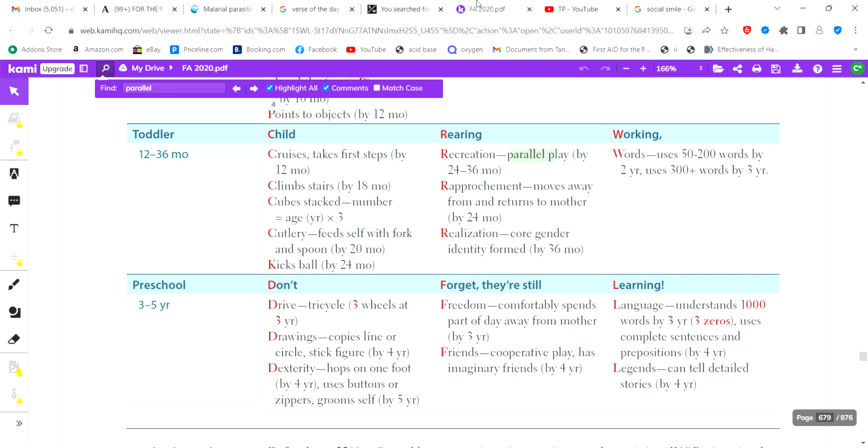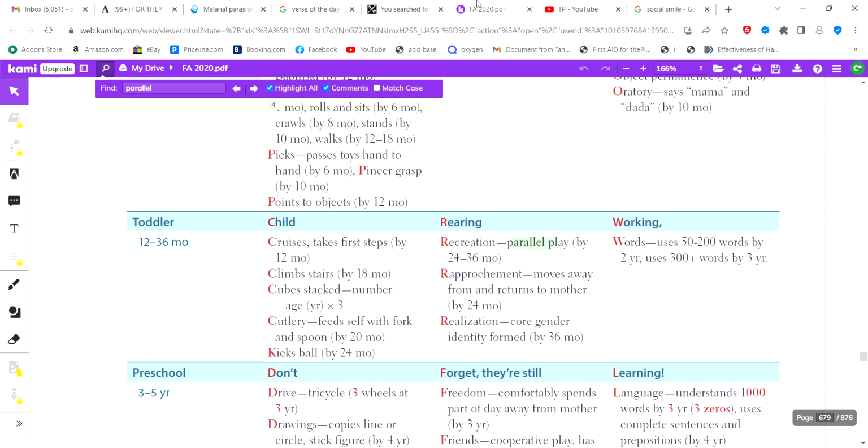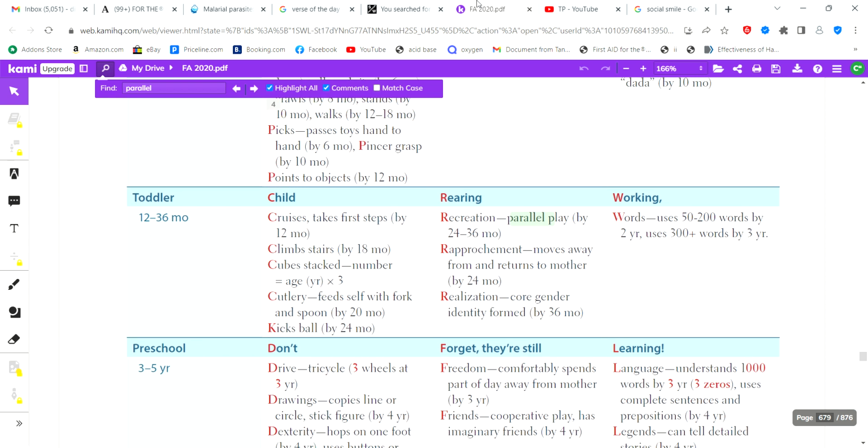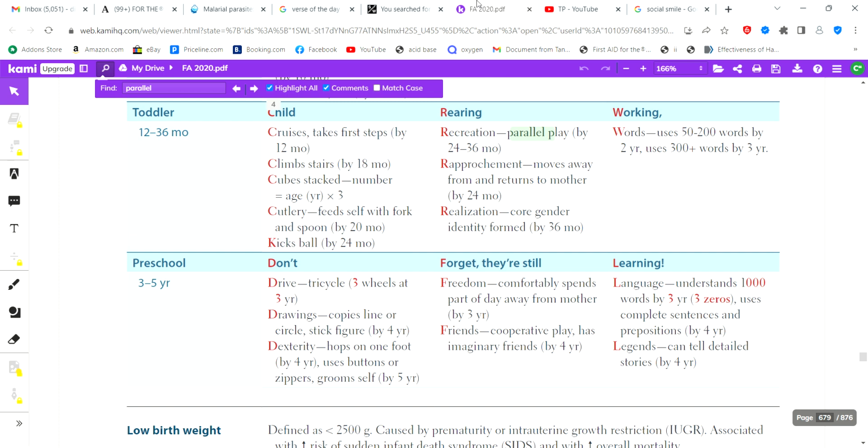So here, what does cruises mean? Cruising is like a baby walking while holding onto the table. So the baby cruises and takes the first steps by 12 months. So when does the baby walk? By 12 to 18 months, exactly. Kid walks by 12 to 18 months. Climbs stairs by 18 months.